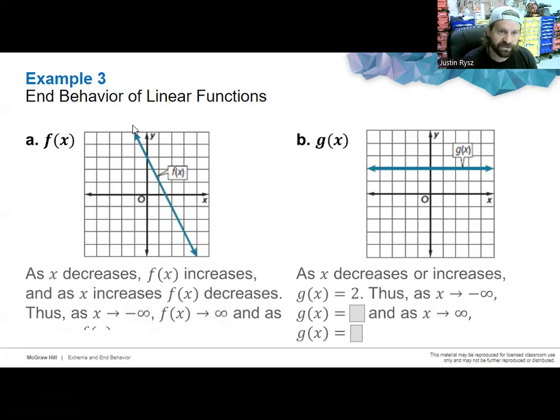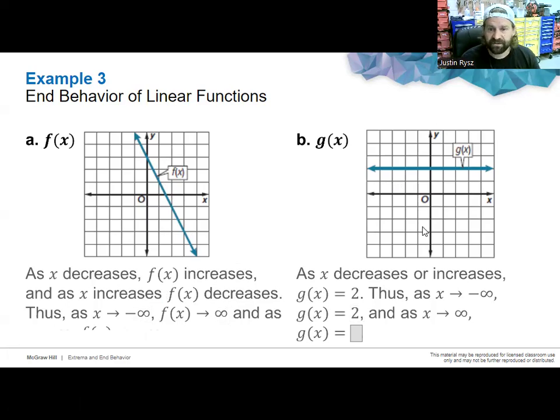It's easier for me to write these things, so say as x approaches negative infinity, f of x, the y value, goes up towards positive infinity. On the other part here, as x approaches positive infinity, f of x goes towards negative infinity.